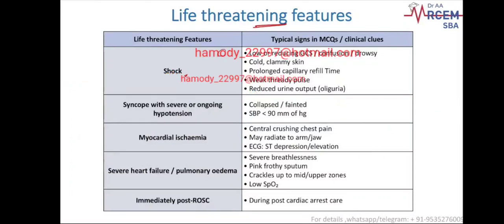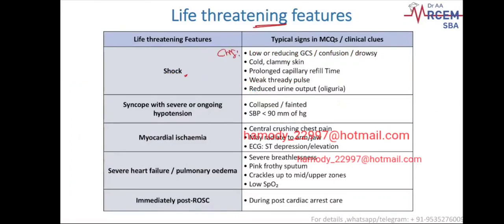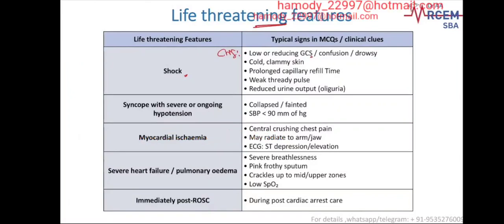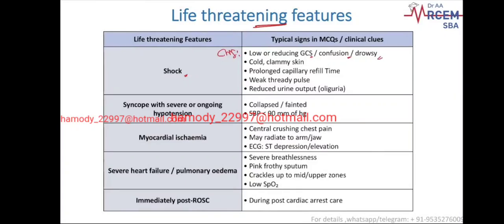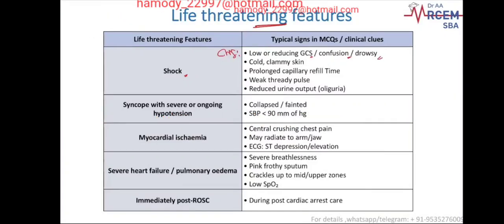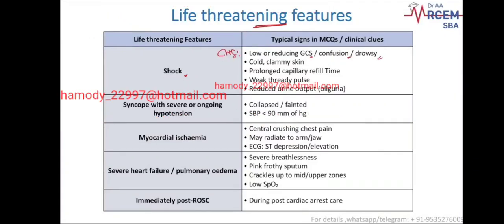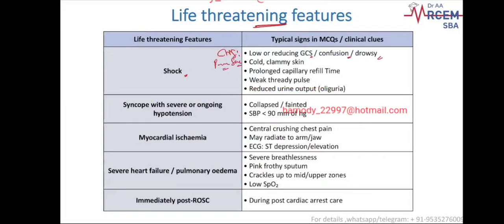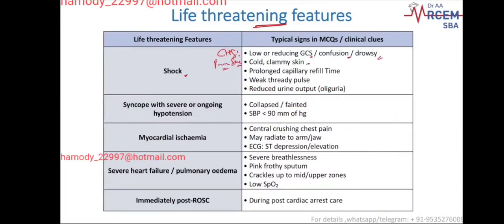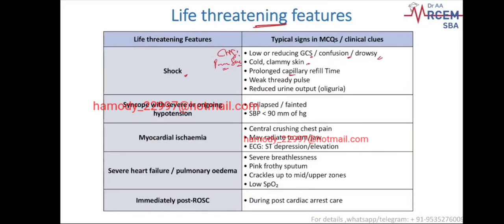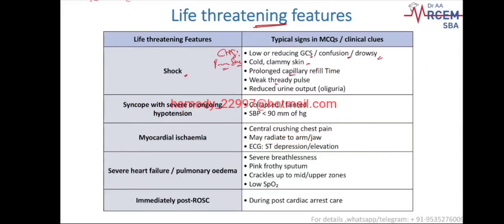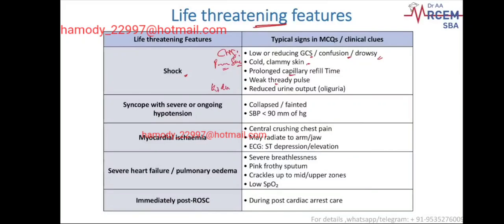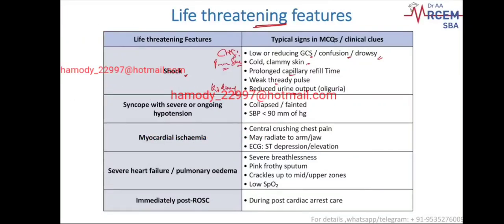The first end organ we are seeing is the CNS. Reduced CNS perfusion might be suggested by the patient having a low GCS. The patient is confused, the patient is drowsy, suggestive of decreased perfusion of the central nervous system. Then the peripheries, the skin basically. Decreased perfusion will result in cold, clammy skin. Capillary refilling time will be prolonged. The pulse you palpate for will be weak and thready. If the kidney's blood supply is reduced, the kidney output also will reduce. So there will be reduced urine output in these patients.